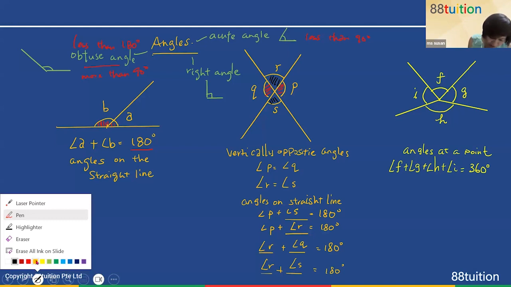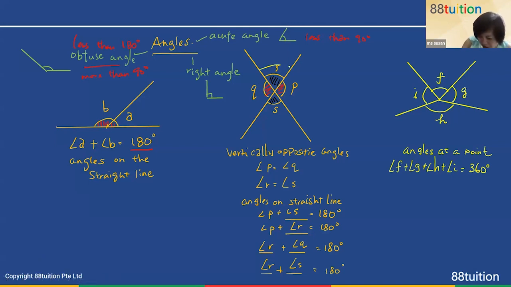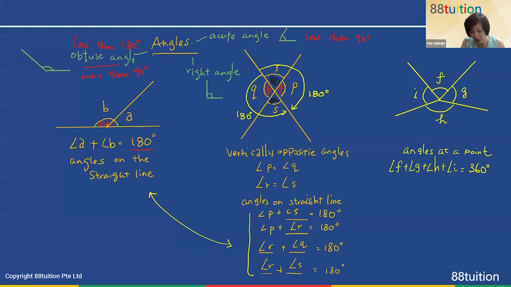Now, on top of that, P plus R will give you 180 degrees when you add them up. Q and S also add up to be 180 degrees. We call them angles on a straight line. So this is the property. Similar to this, but they make use of the vertically opposite angles. For angles at a point, all angles must add up to be 360 degrees. It forms a circle.